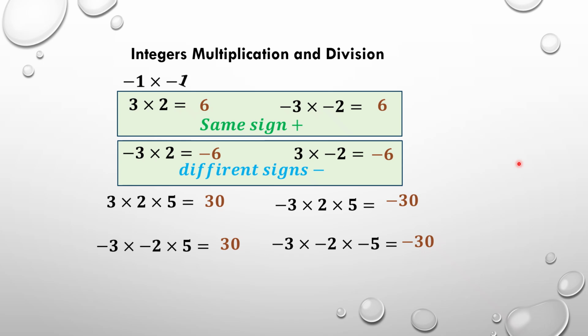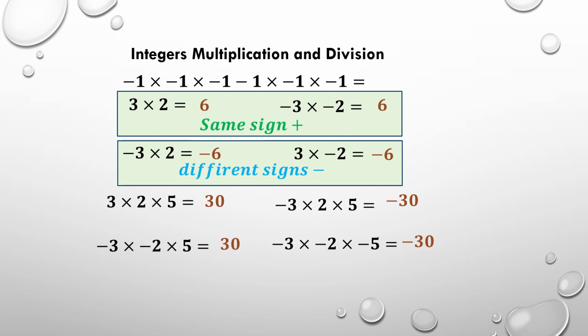Now let's look at this strange question. Negative 1 times negative 1 times negative 1, it's all negative. What could be the answer? Is it positive 1 or negative 1?